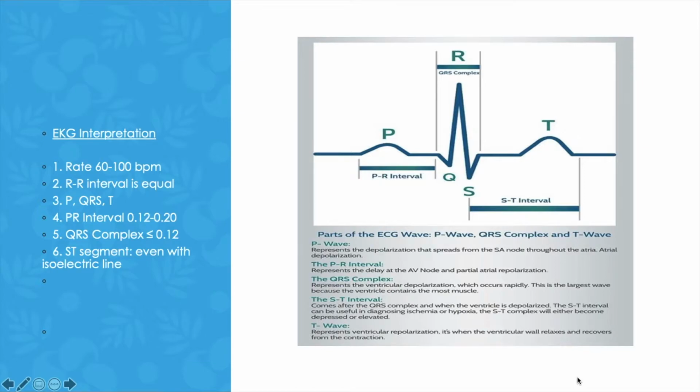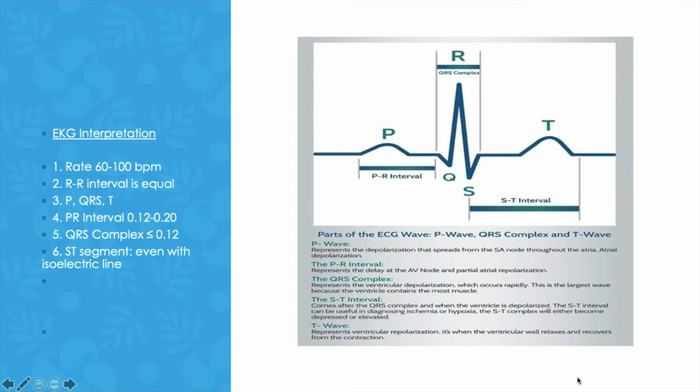There should always be a P, Q, R, S, and a T wave, like I said. And it is very important for you to know how long the intervals should be. The PR interval should be from 0.12 to 0.20, and the QRS complex should be equal to or less than 0.12, meaning that the ventricle shouldn't take more than 0.12 seconds to contract, okay?